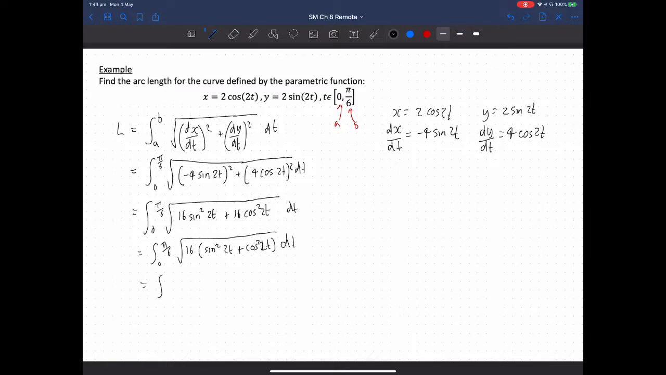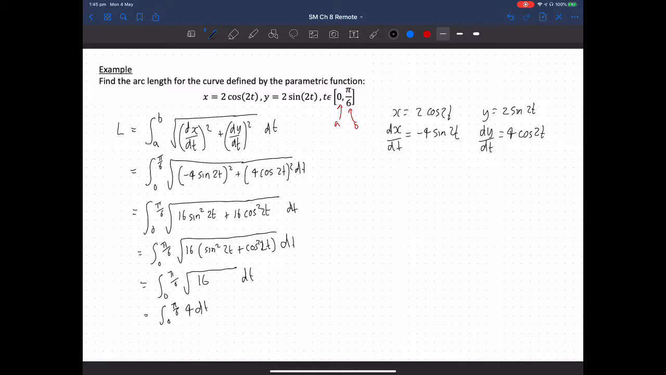Now, that tells us we have a 16, but sin² 2t plus cos² 2t is 1. 16 times 1 is 16. So there's nothing for us to do there, except to write 16. So L equals the integral from 0 to pi on 6. The square root of 16 is 4.